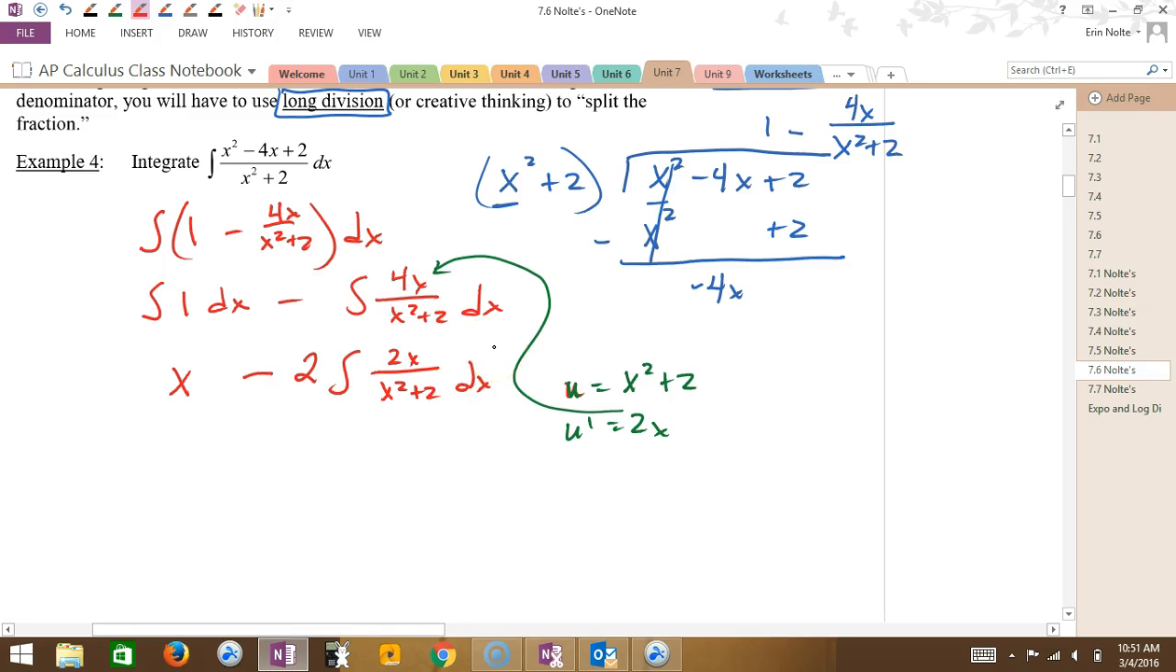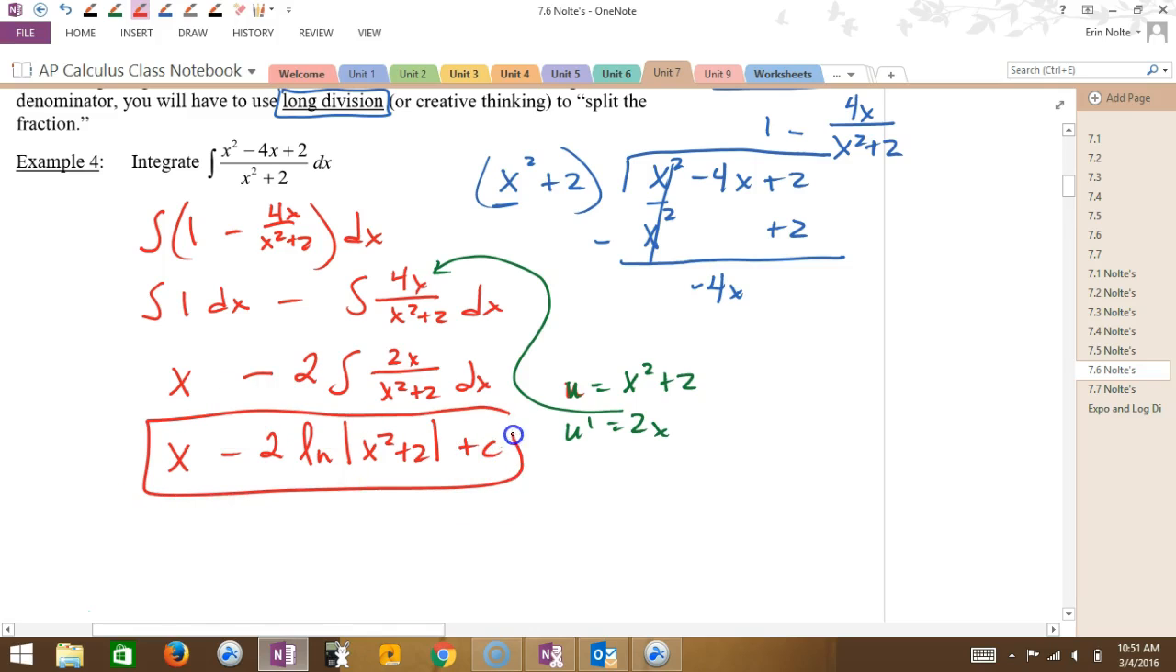Okay, so now my integral is set up perfectly. I have a du over a u, so I'm going to integrate it. So what's the integral of that piece? Oops, I wrote ln. Okay, good. Natural log. Okay, that one, how's that one go? Anybody got questions on that?